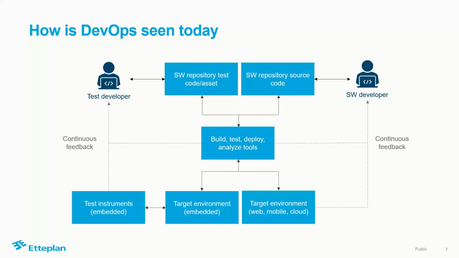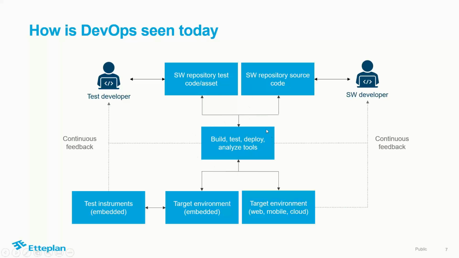Okay, so then if we think a little bit about how DevOps is seen today, perhaps from a test developer and software developer point of view. First of all, we have these different kinds of environments that we are working on. It could be embedded, or it could be web, mobile, or cloud environment. On the other hand, we have the test developers in the project, and then we have the software developers in the project. And they both commit new code to the software repositories, either test code or test assets, or pure product source code or similar.